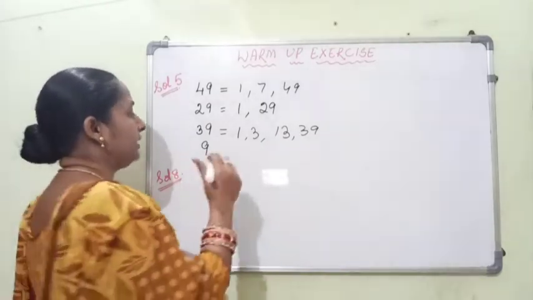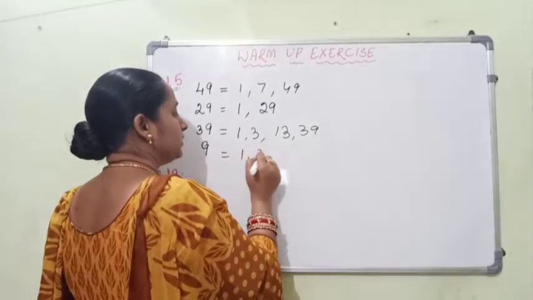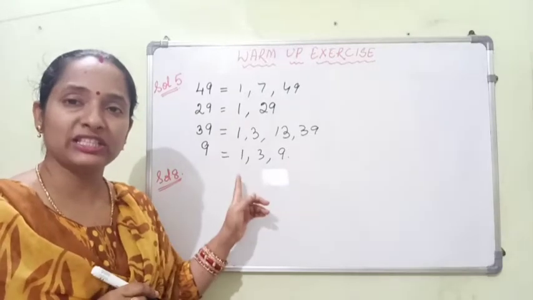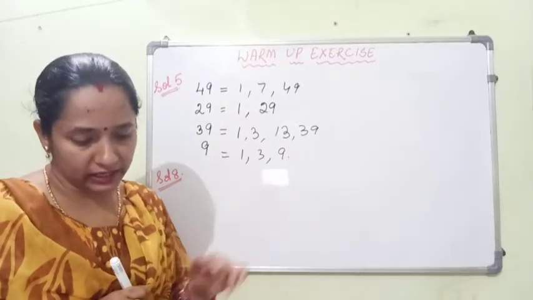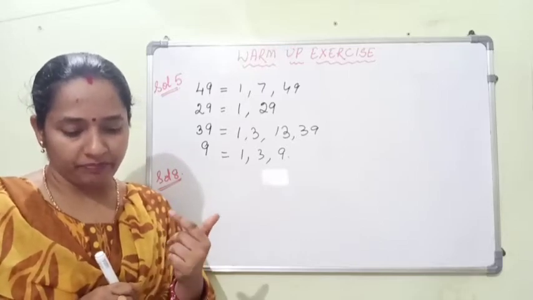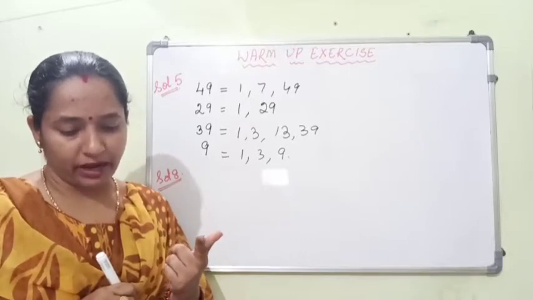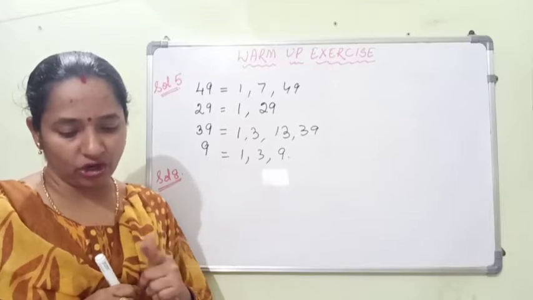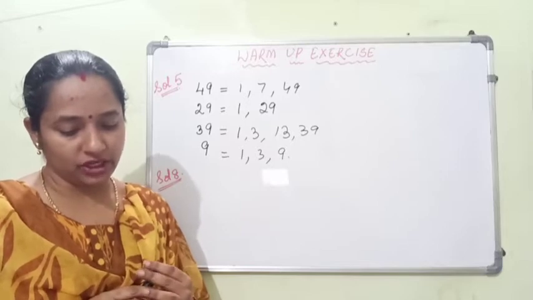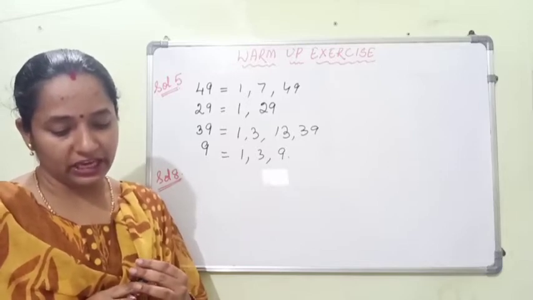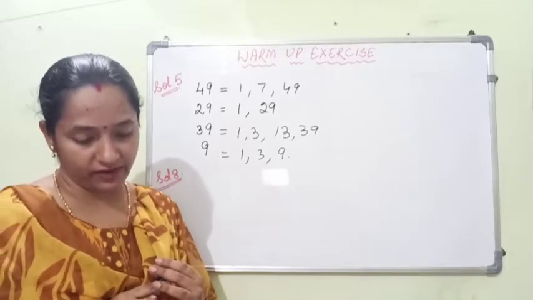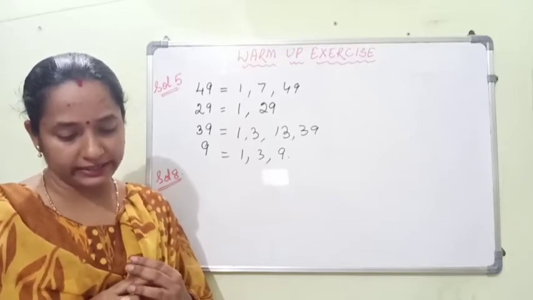Next comes the number 9. The factors of 9 are 1, 3 and 9. Understood? So one more similar question is given to you. In question number 6 you are asked to find the prime factors of all the numbers that have 8 in the units place. See children, in question number 6 you are asked to find the prime factors. So let us solve it.